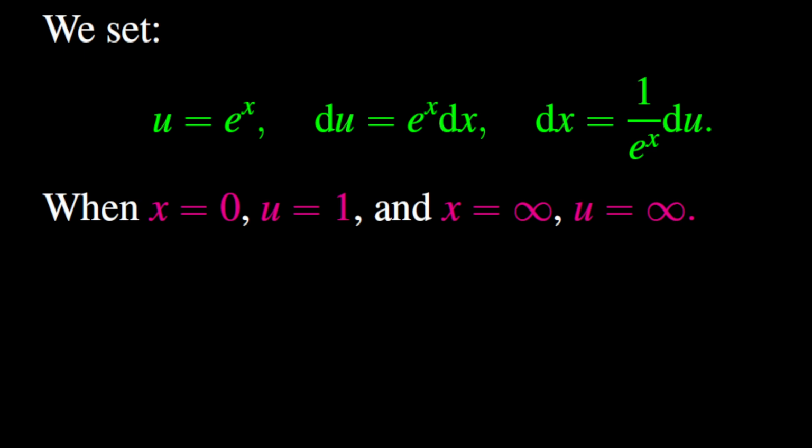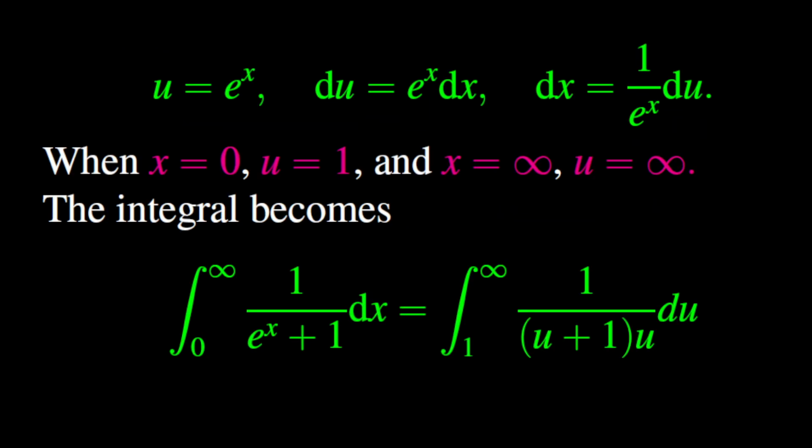Now, let us set the new endpoints of our integral. When x is equal to 0, u is equal to 1, and when x is equal to infinity, u is equal to infinity. Therefore, the integral from 0 to infinity of 1 over exponential of x plus 1 dx is equal to the integral from 1 to infinity of 1 over u times u plus 1 du.